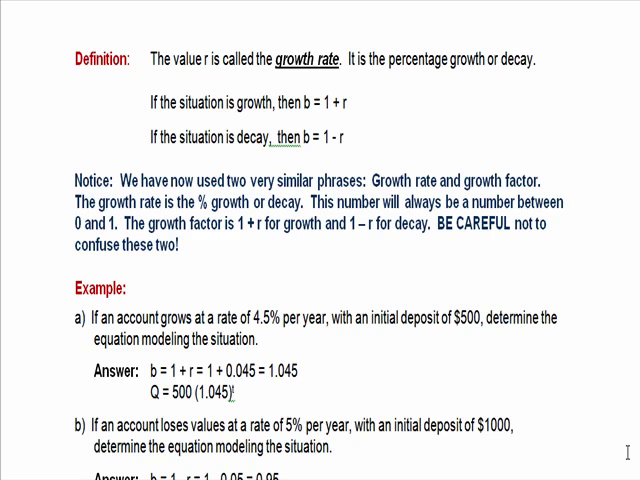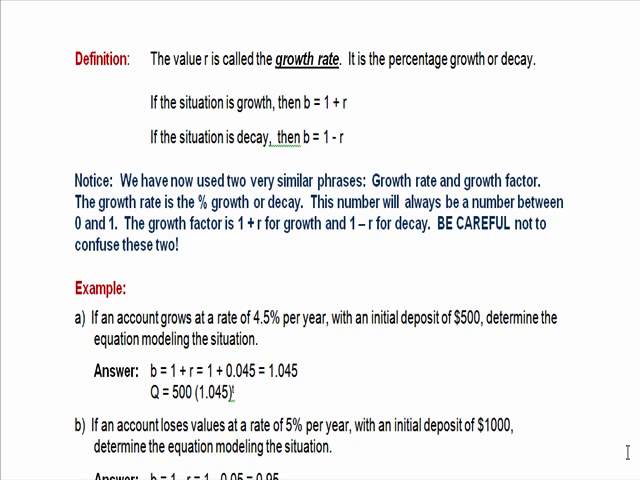Now for another definition. We're going to call the value R, when we're looking at our formula, the growth rate. It is actually going to be the percentage growth, or decay. In our previous example, the R would have been the 0.3, the percentage that the money was earning each year. If the situation is growth, then our formula f(t) = a times b to the t tells us that b is 1 plus the rate, and if the situation is decay, then b is going to be 1 minus the rate.